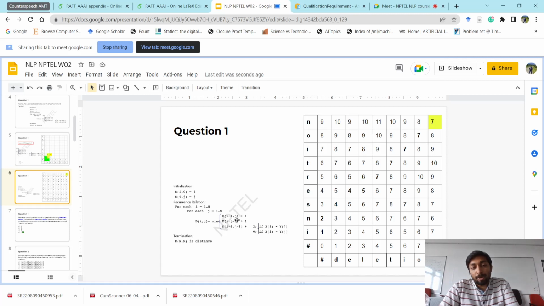So the plus 1 here is the cost of deletion or insertion, and 2 is the cost of substitution. So you can also change the cost differently and then see what is happening. Okay, any doubts here?